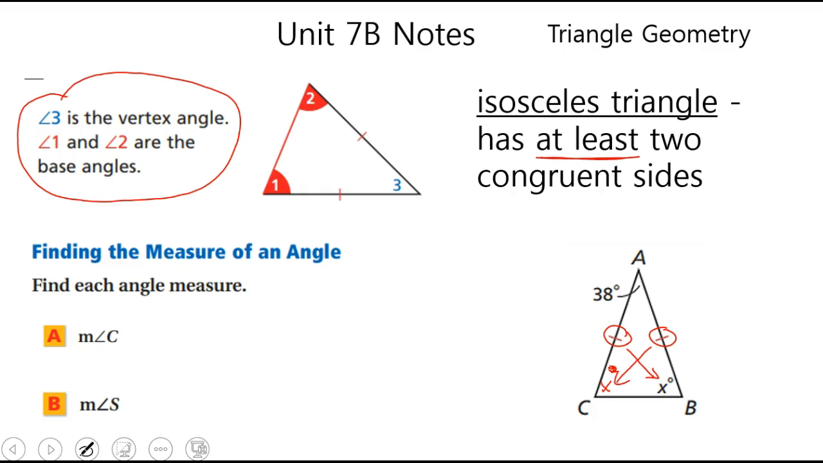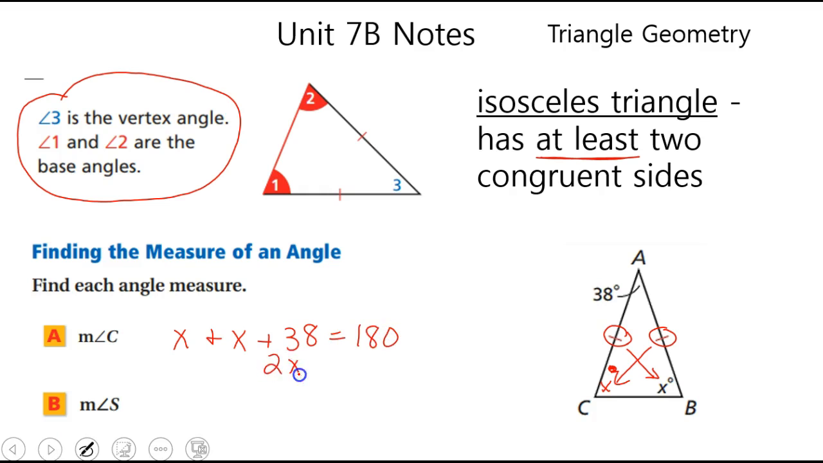Yes, we can. All right, so we know by the triangle sum theorem that all three angles should add up to 180 degrees. So we know that angle A is 38 degrees. We know that angle B is x degrees, and because the two sides are congruent, angle C must also be x. And when you add them together, it should come to 180 degrees.